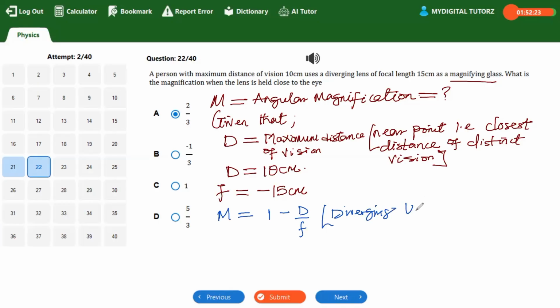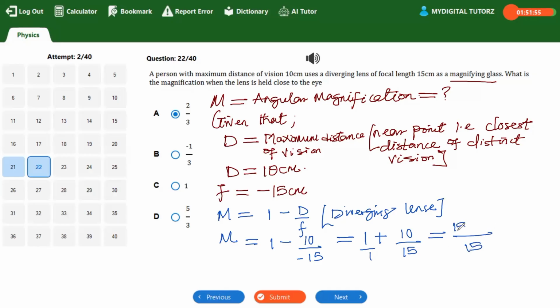This is for a divergent lens. Exactly. So from here, we have our magnification equal to 1 minus D, which is 10, all over minus 15. This will be equal to 1 plus 10 all over 15. So if you do the LCM, this will be 15. 1 in 15, 15 times 1, that will give us 15, plus 15 in 15, 1 times 10, that will give us 10, which will be equal to 25 all over 15.